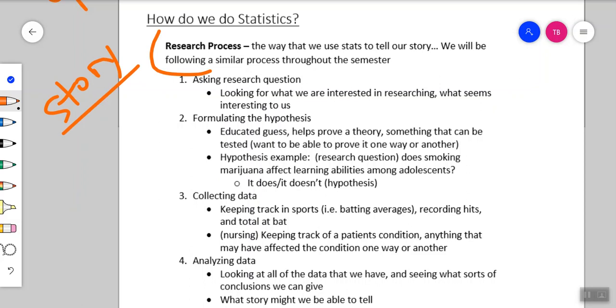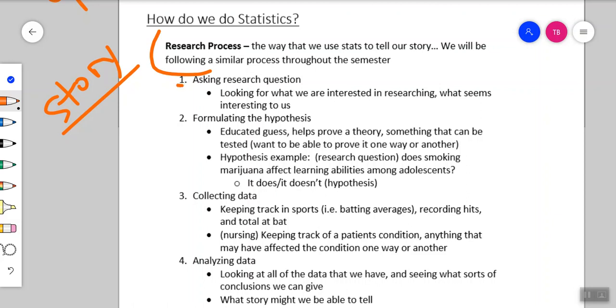If you have ever been in an English class, maybe there's an introduction, then a rising action, then the conflict and conclusion. Statistics has a similar process, but we want to tell it in a certain way. The way we use stats to tell our story, we use a similar process. We're going to actually use this process in this semester. We'll go into that a little bit later.